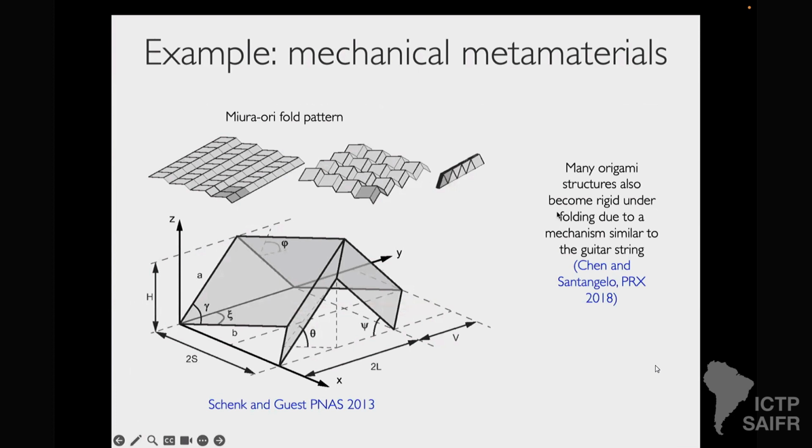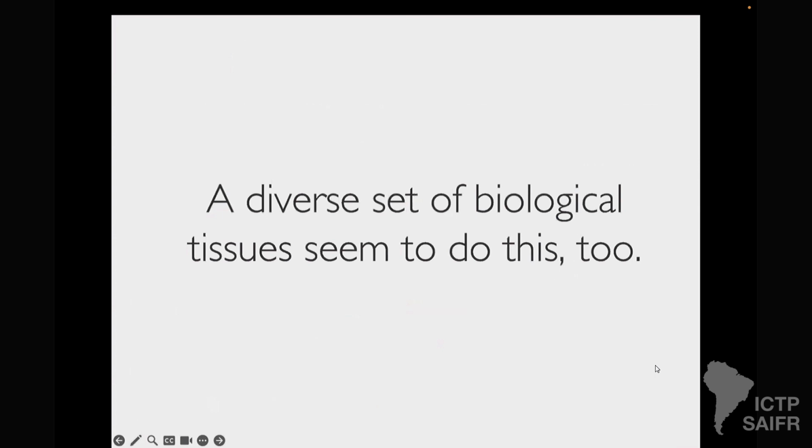by Itai is that the Miura-ori fold is an example of a mechanical metamaterial that Chris Santangelo, along with Brian Chen, showed also rigidifies due to this mechanism of second order rigidity. I won't go into the details for this talk, but the thing I'll say is that it also seems that a diverse set of biological tissues do the same thing.